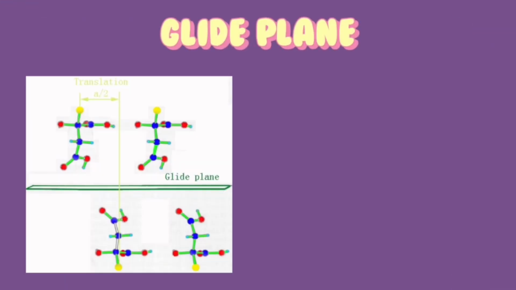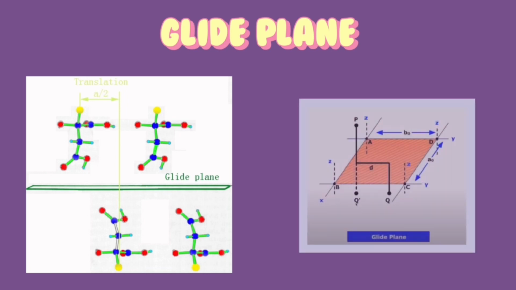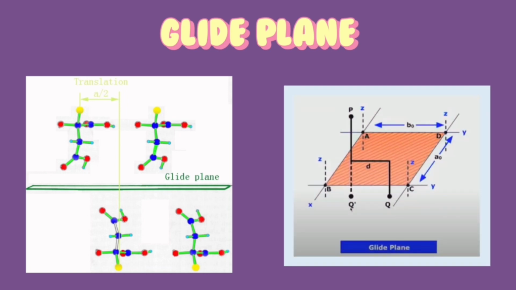Glide plane. A glide plane consists of reflection and translation. Points A, B, C, D are lattice points. Point P translates along this line and is reflected to Q.